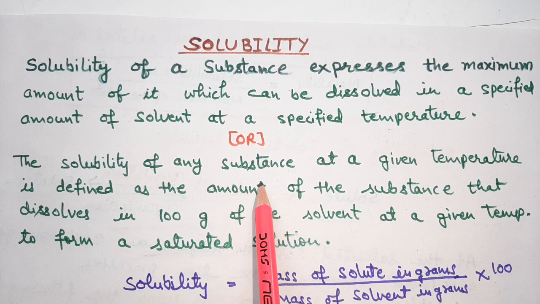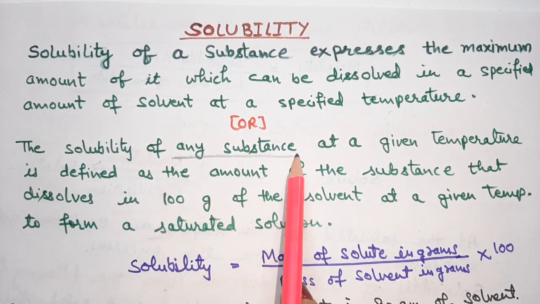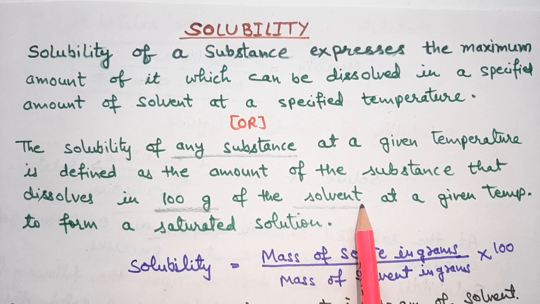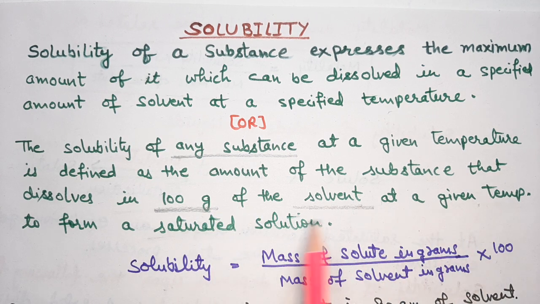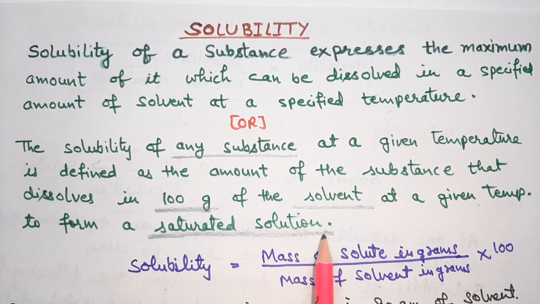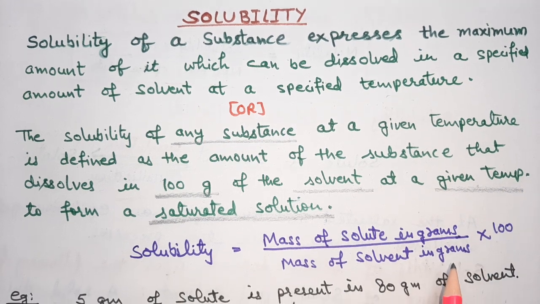More precisely, we can also define it as the amount of any substance or solute which dissolves in 100 grams of solvent at a given temperature, and the condition is that the solution should form a saturated solution. It means that much amount of the substance is to be dissolved in 100 grams of solvent so that the solution becomes saturated at a given temperature. So this is the meaning of solubility.